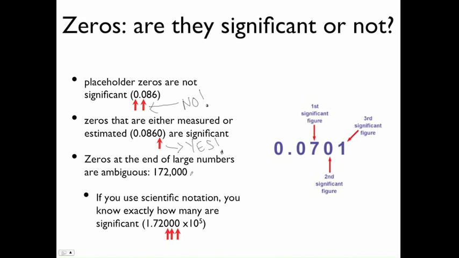If you have zeros at the end of a large number and you don't have a decimal place, then they're ambiguous. We don't know whether these are significant or not. Maybe, I don't know. So these are maybe. If you add a decimal place, then they are. So maybe if you have no decimal, yes if you do have a decimal.